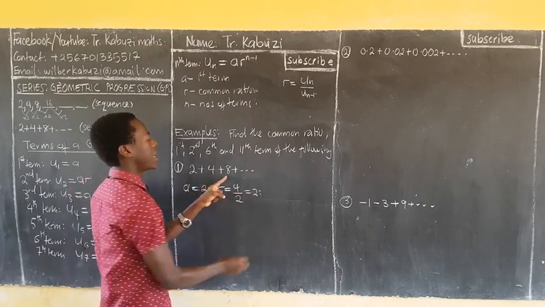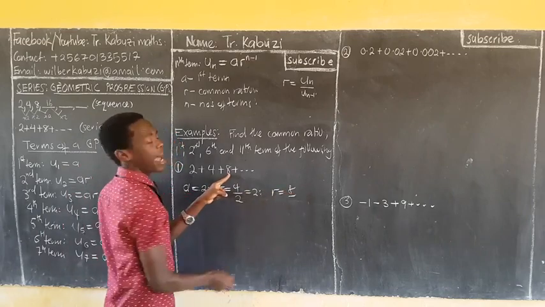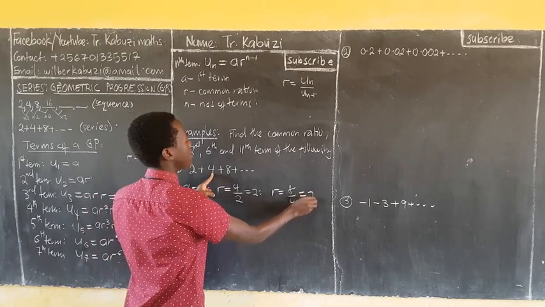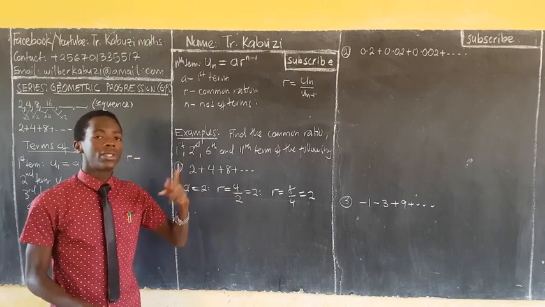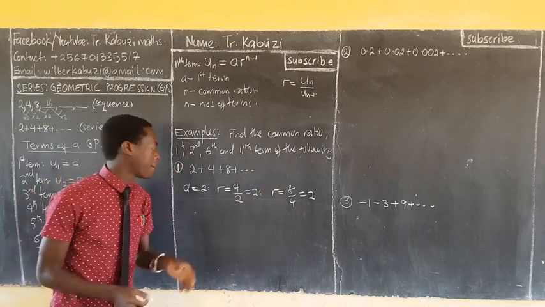Or someone can still get the common ratio by taking 8 and dividing by the term before it, which is 4. So this will be my 2. So to get the common ratio, we divide two consecutive terms, the one by the one previous.